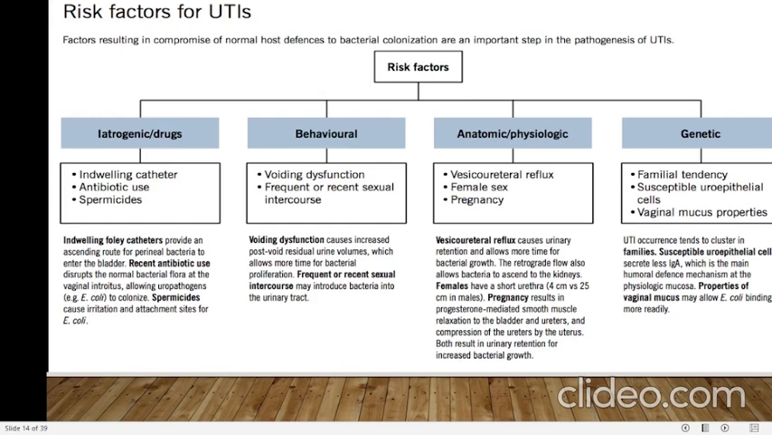The last category is genetic factors predisposing one to developing a UTI. We have familial tendency, susceptible uroepithelial cells, and vaginal mucus properties. UTI occurrence tends to cluster in families. Susceptible uroepithelial cells secrete less IgA, immunoglobulin A, which is the main humoral defense response at the mucosa. Properties of vaginal mucus may allow E. coli to bind more readily.